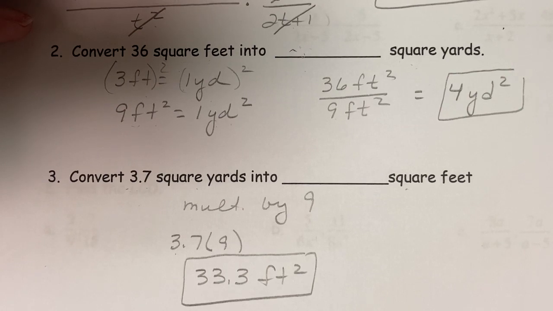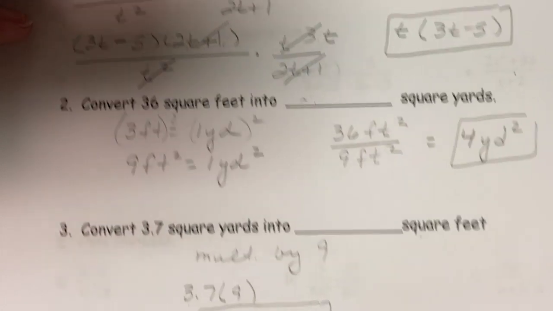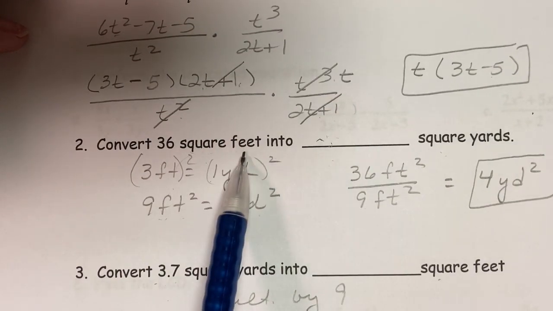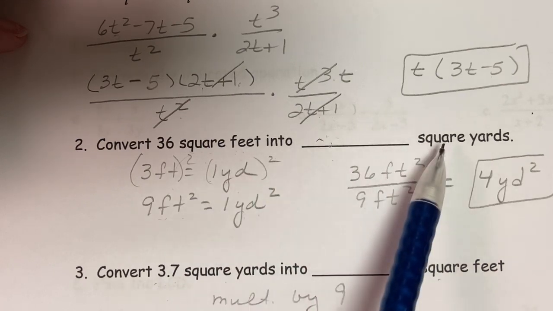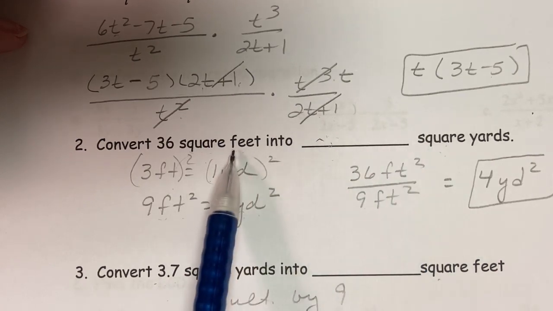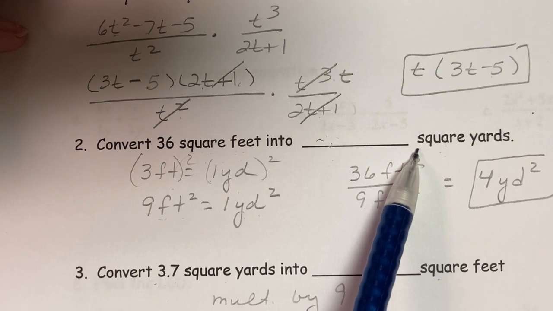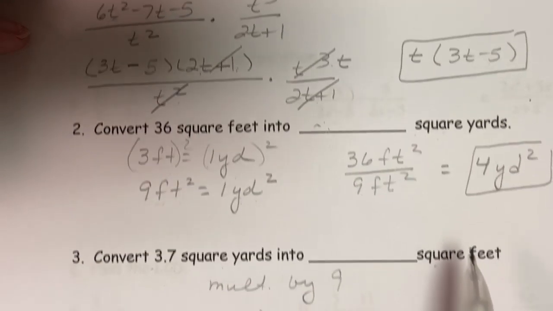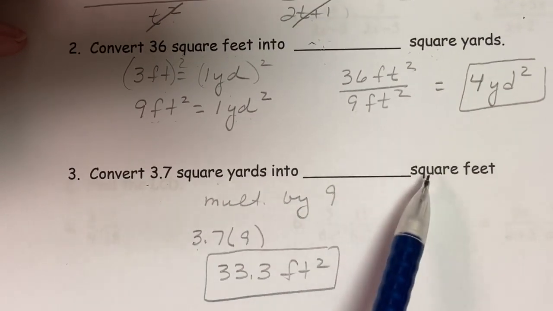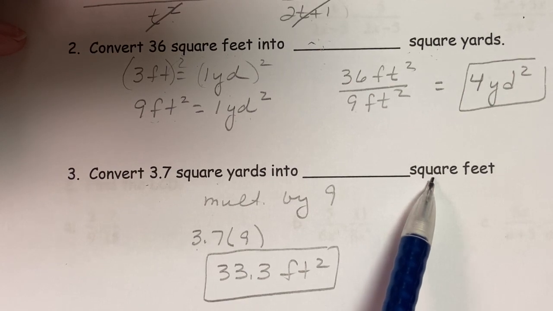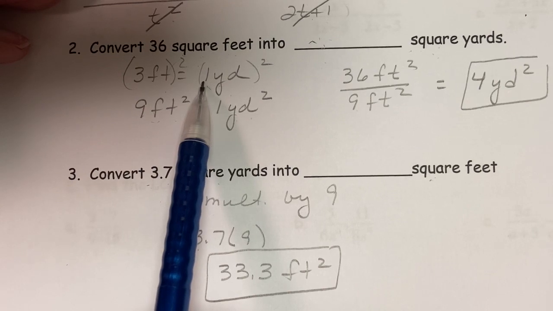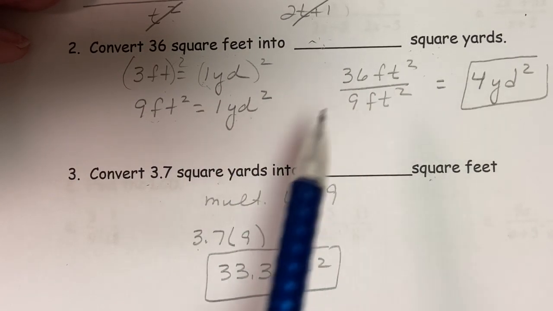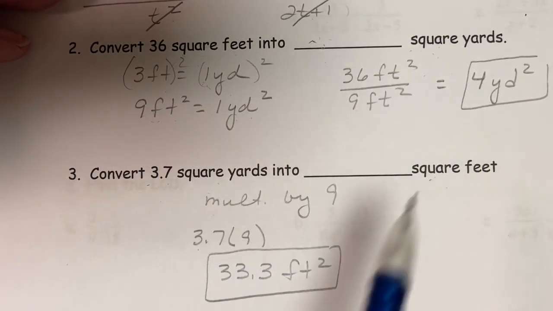All right, so another way of thinking of it, square feet is smaller than square yards. So if you're changing smaller to bigger, you divide. If you're changing bigger to smaller, you multiply. Smaller to bigger, divide. Bigger to smaller, you multiply.